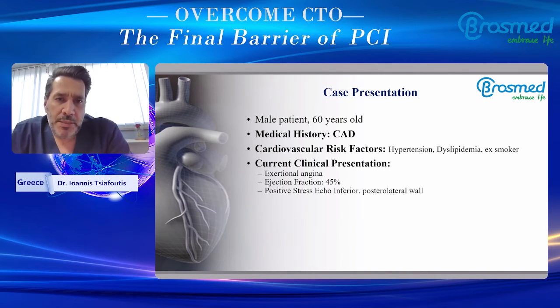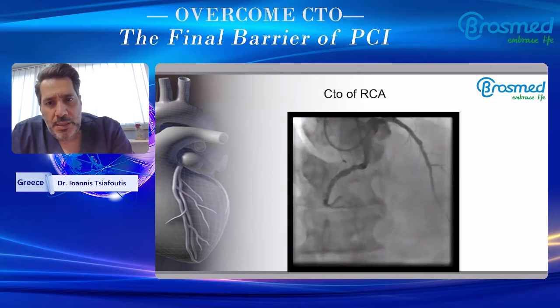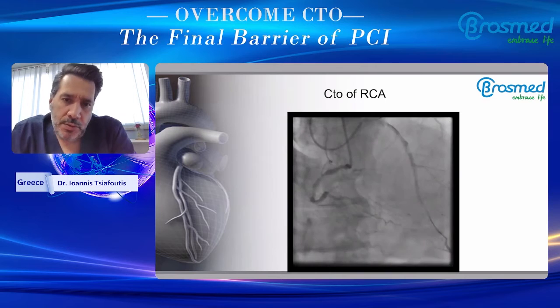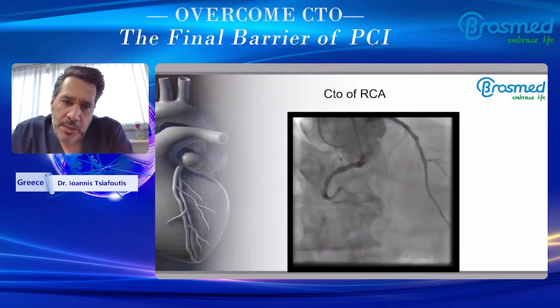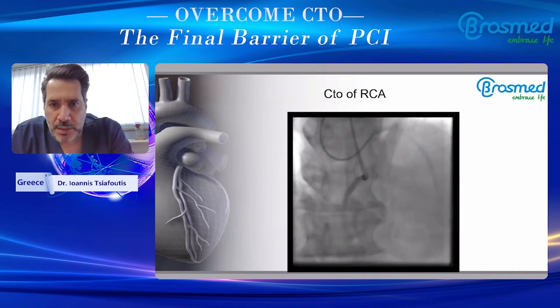It was a male patient, 60 years old, with previous coronary artery disease, hypertensive, dyslipidemic, and ex-smoker. His current condition was angina at effort, with preserved LV function, ejection fraction of 45%, and a positive stress test in the inferior and posterolateral wall. And this is his angiogram in the RCA.